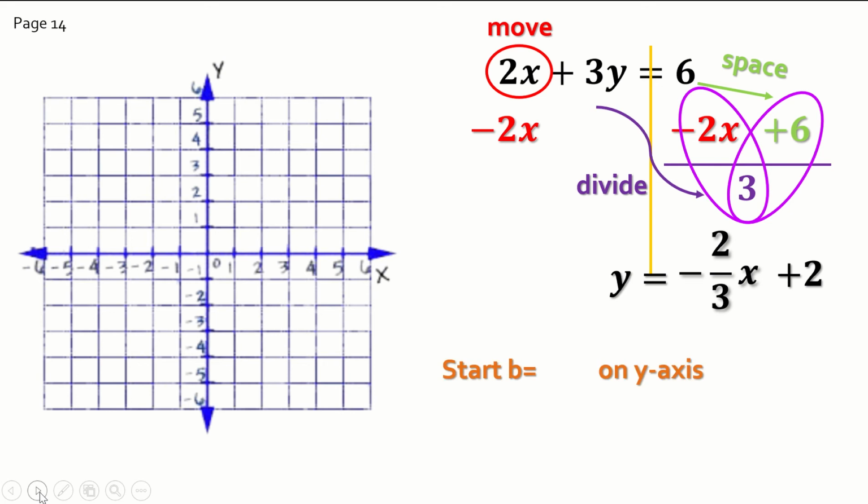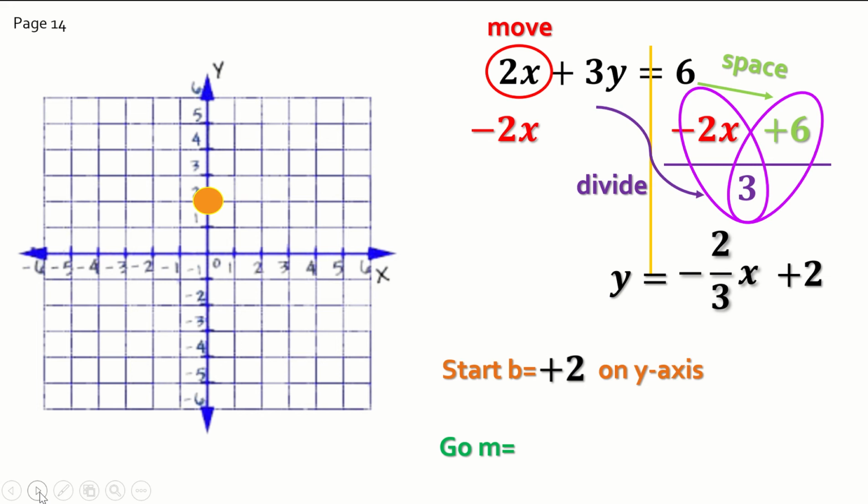We start with b and we go m. So the start of our b, our y-intercept, is positive 2. So on the y-axis, we would plot the point 0, 2. Then we would go m. m is our rate of change. We see that's negative 2 over 3.